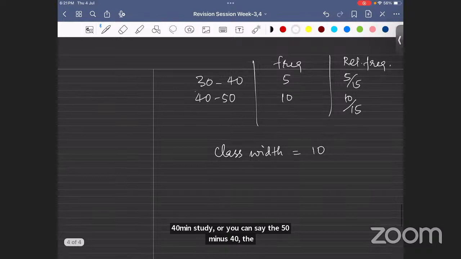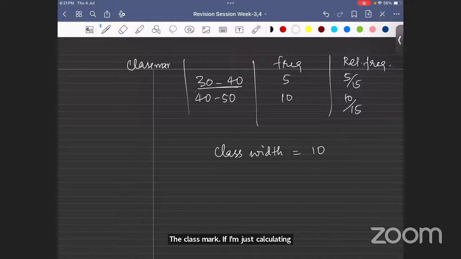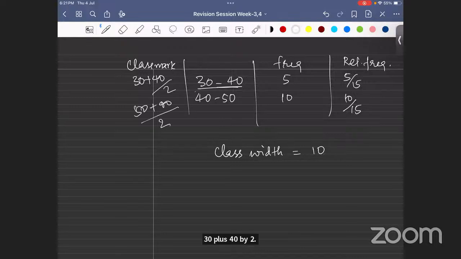And if you have been asked regarding the class mark, what is it? The average of the two class limits of the class. So for this one, the class mark should be 30 plus 40 by 2. Okay, is this clear? Sir, yeah. Class mark is different for each observation, right? Yeah.